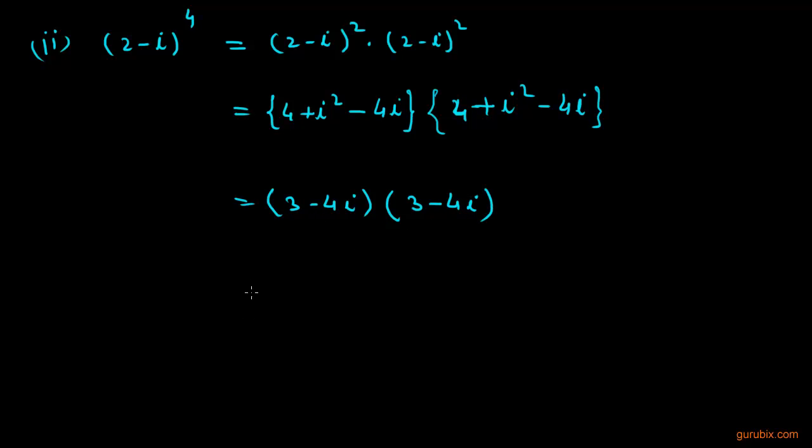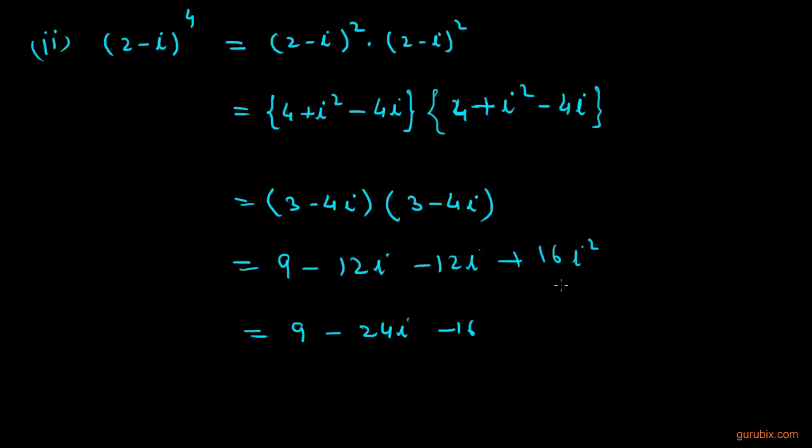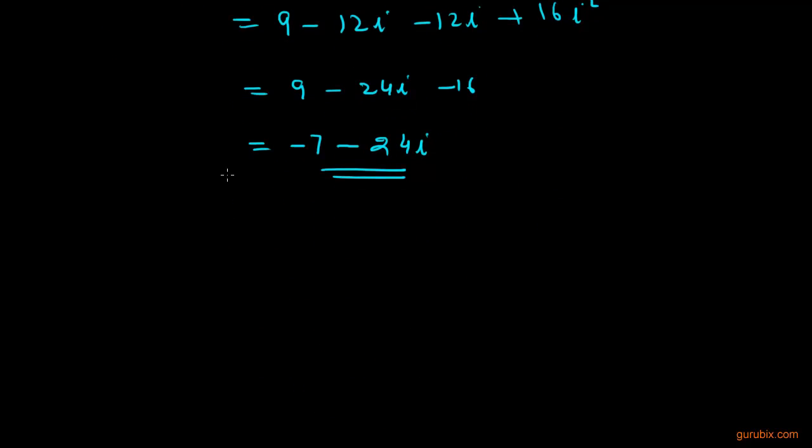And if we solve this value, then it will be 9 minus 12 iota minus 12 iota plus 16 iota squared. This value will be 9 minus 24 iota minus 16, because iota square is equals to minus 1. Then this value becomes negative 7 minus 24 iota. So this is the standard form of the second part, and now we shall move to the third part.